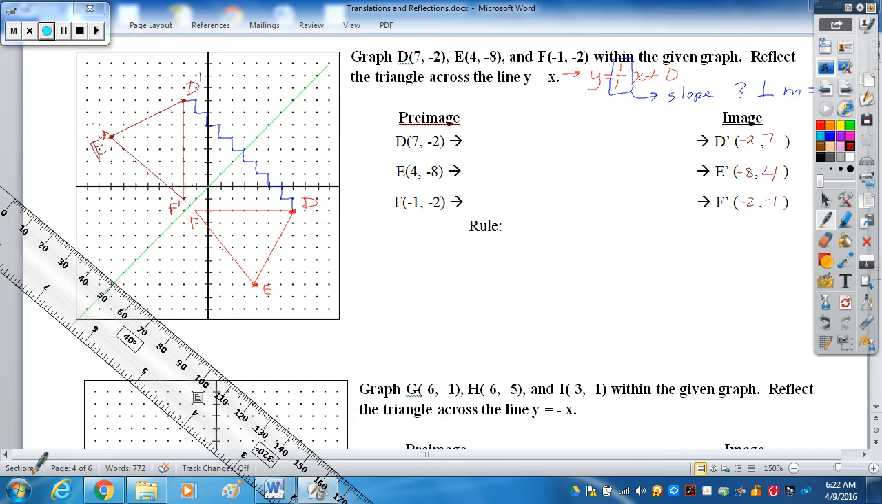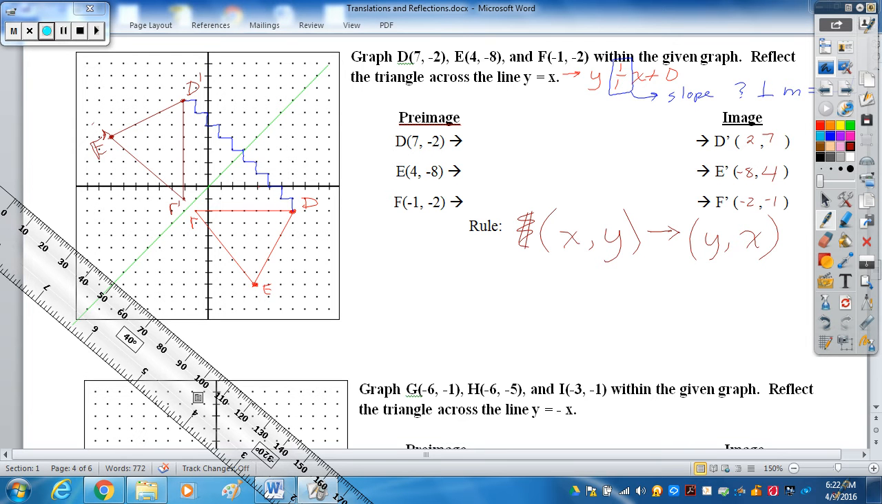So what are we doing here? I'm not going to write anything up here to show what the rule is, but I hope that you recognize the original pre-image, ignore this over here, that was a mistake, to the image, we are going to flip-flop the x and the y. Okay, and that's a reflection across the line y equals x.